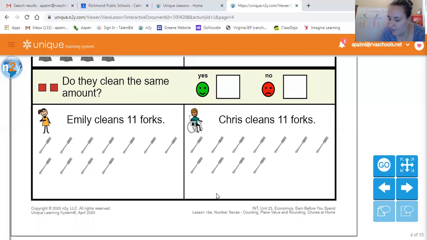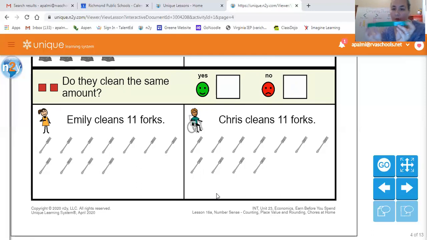It says, Emily cleans 11 forks. So we are going to count to 11. And remember, when you're counting, you're using your finger to touch and say the number at the same time. So here we go. 1, 2, 3, 4, 5, 6, 7, 8, 9, 10, and 11. Let me fix my tower.